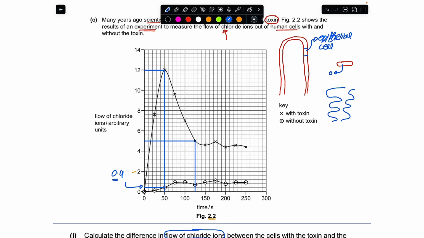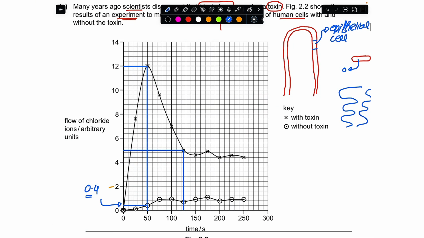If I take you back to the graph and simply describe it, what I see is that when there is presence of the toxins, the flow of the chloride ion increases and then decreases. This is the first general point that we need to write in the description. The second point is that you look for the maximum point. When the time is 50 seconds, the flow of the chloride ion is maximum, and that is 12 arbitrary units. This is the second description point.